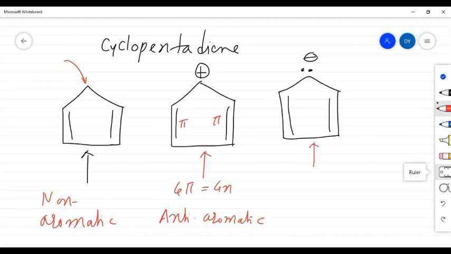Now what about this compound? How many pi bonds? 2 pi bonds, and the lone pair also acts as a pi pair. And that's why this compound follows Huckel's rule of aromaticity. That is 6 pi electrons; 3 pi bonds means 6 pi electrons. And that's why this is aromatic in nature. So, as you can see, any one example out of these three may be asked in the exam, and you have to write accordingly. If it is no charge, non-aromatic; plus charge, anti-aromatic; negative charge, then it is aromatic.